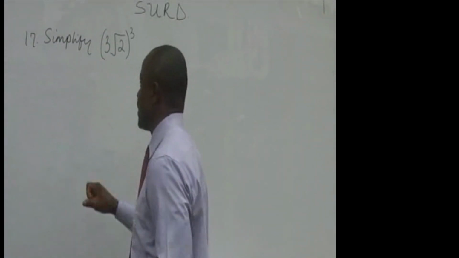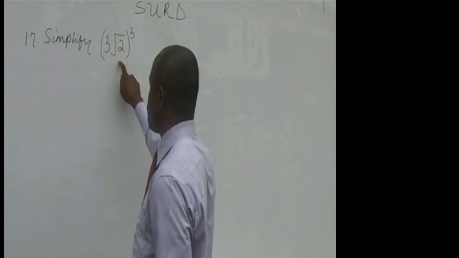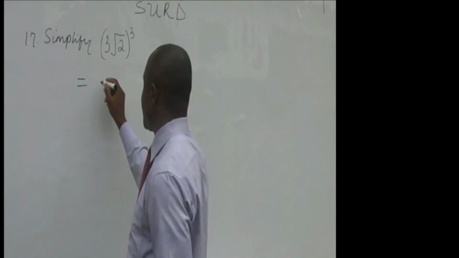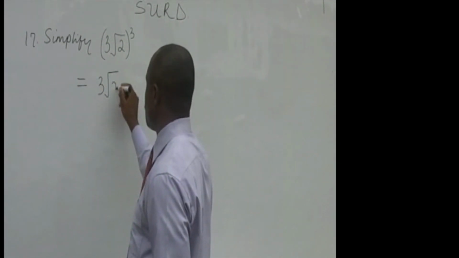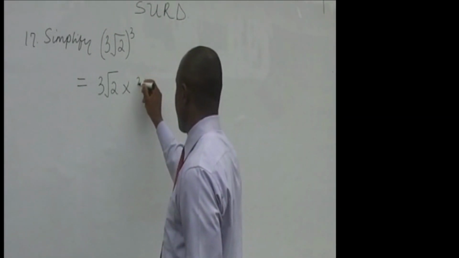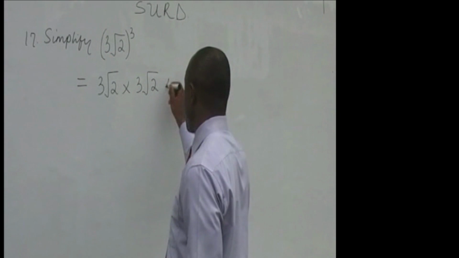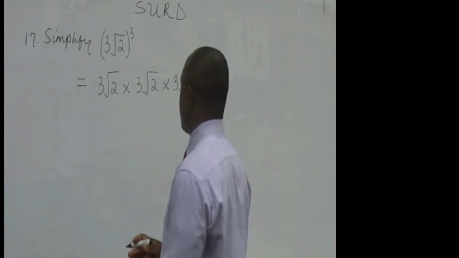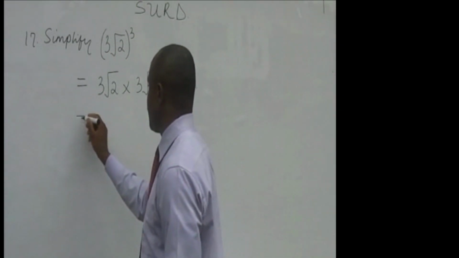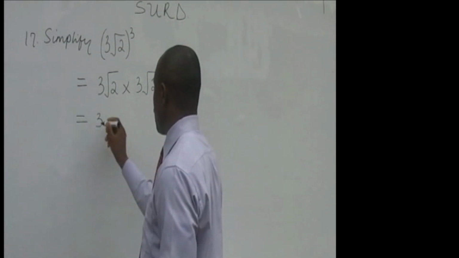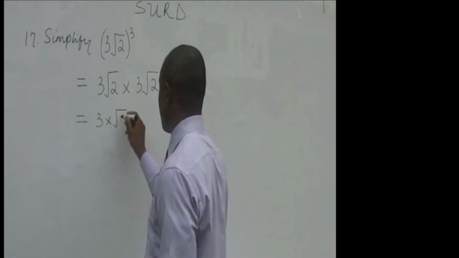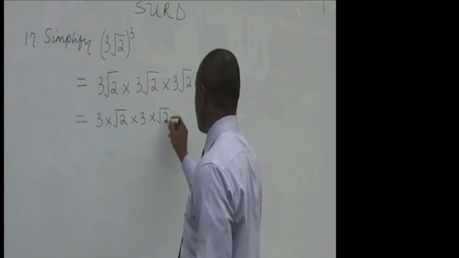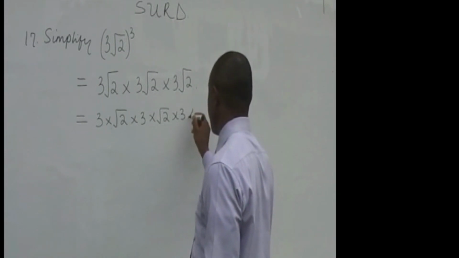Question number 17 says simplify 3 root 2 exponent 3. In this case, what it means is 3 root 2 times 3 root 2 times 3 root 2. So you can now bring out the figures one after the other. 3 times root 2 times 3 times root 2 times 3, then times root 2.